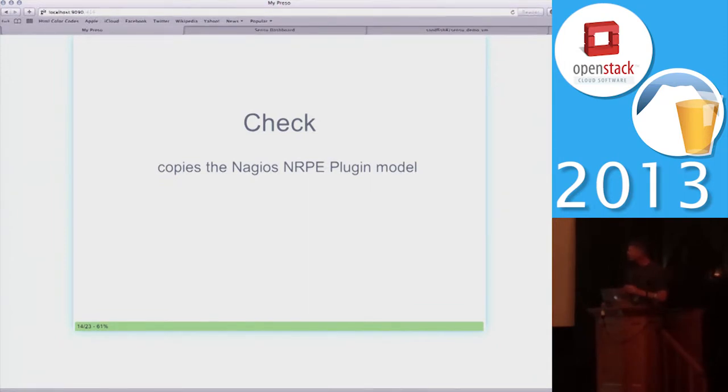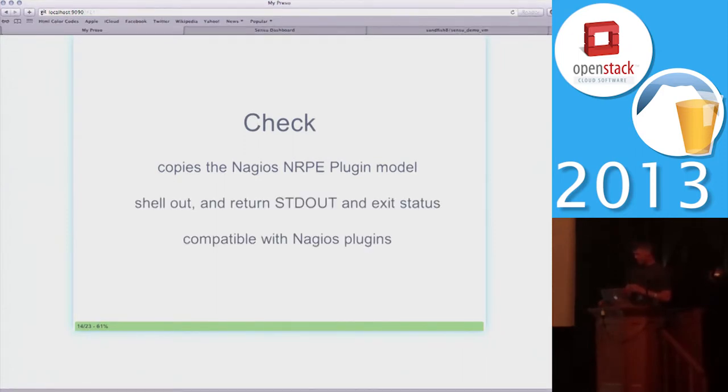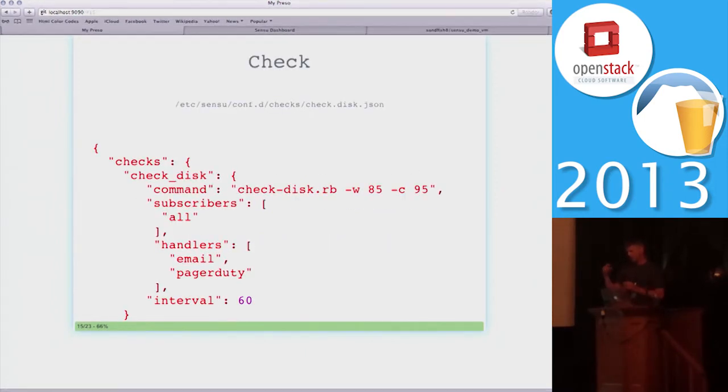So in this check, this is a check disk check. So it's calling, in that command line, it's calling the check disk plugin. And it's saying, warn me once the disk is 85% full and throw a crit if it's 95% full. This particular check will get sent to all the subscribers, and then it has the email and PagerDuty handlers. And it's going to run every 60 seconds. Or I should say with the checks, too, you can either opt to do a centrally managed way to go, or you can actually have the checks just run standalone on the clients themselves.